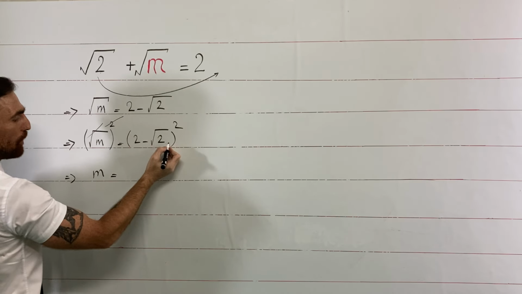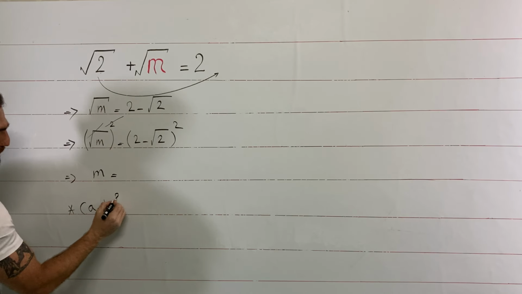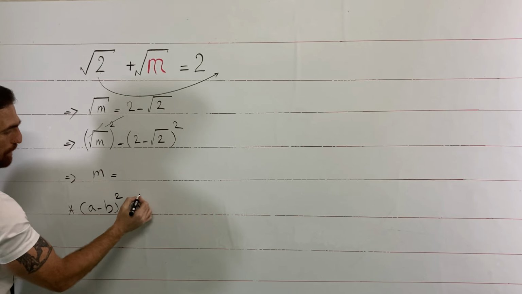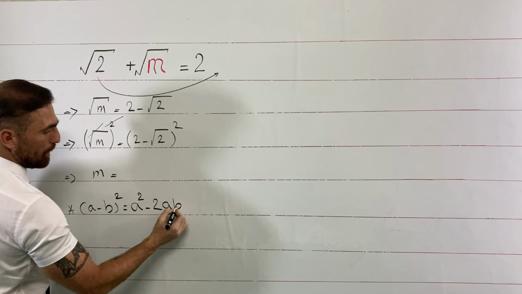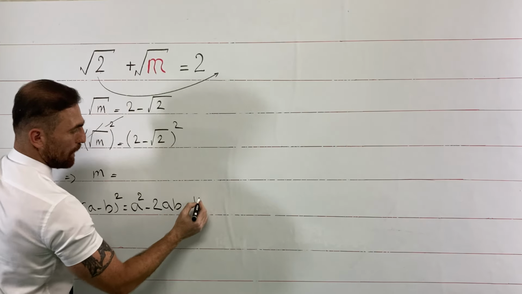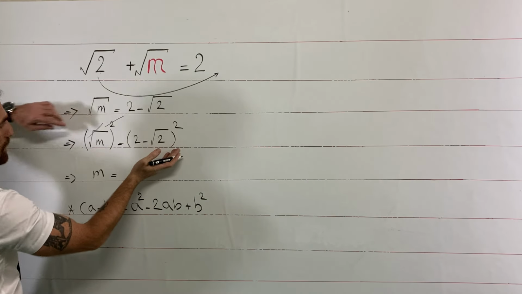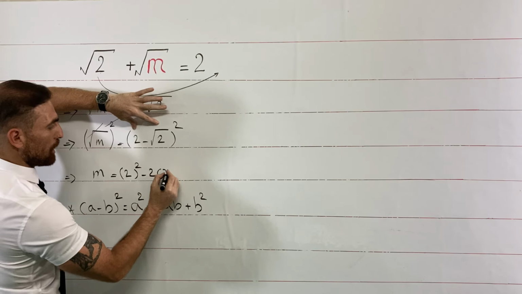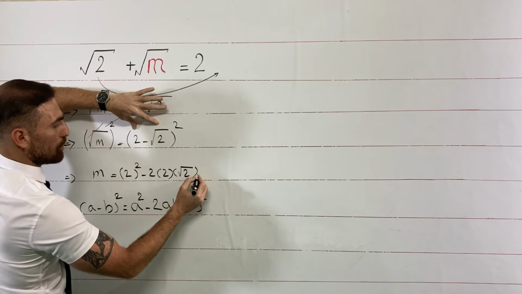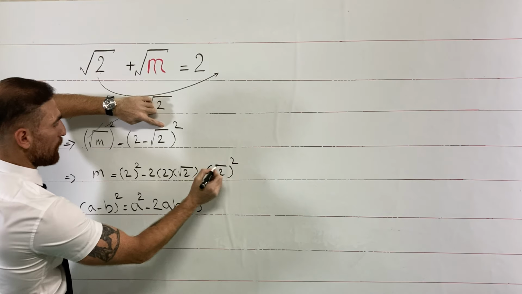To solve this, I'm going to follow this algebraic identity that says a minus b squared is going to be first term squared minus twice the product of the first term and second term plus second term squared. So I'm going to follow these to solve this. It is going to be first term squared, which means 2 to the power of 2, minus twice the product of the first term and second term, 2 times the square root of 2, plus second term squared. So we have this one.